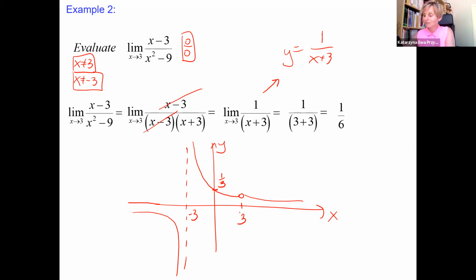And of course, this is 3. Function is still not defined for 3. And that limit, it's 1/6. Okay, that means just to have this geometrical understanding. But in order to calculate, we did calculate the limit. The limit is 1/6.